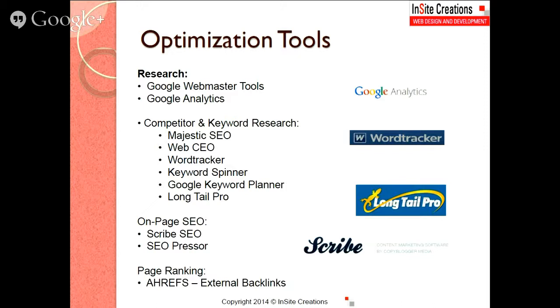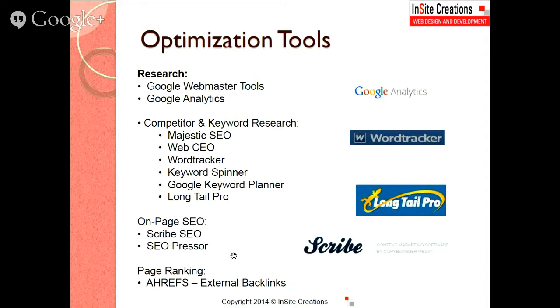So there are a whole bunch of competitor and keyword research tools there. There are also some pretty neat tools that do cost money, but if you're a writer and you're doing this as a business, you may want to invest in them and consider it. There's Scribe SEO and there's SEO Presser, and both help you out with optimizing the page for your on-page SEO.